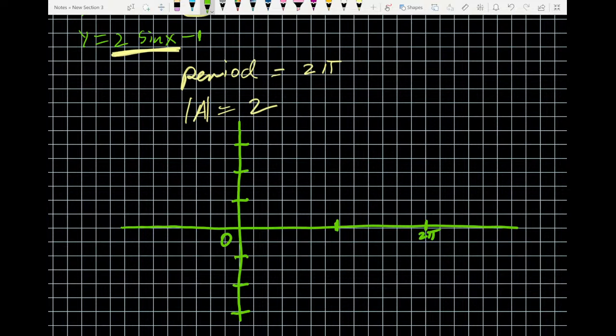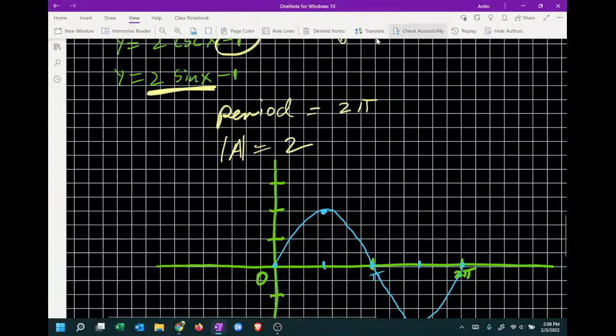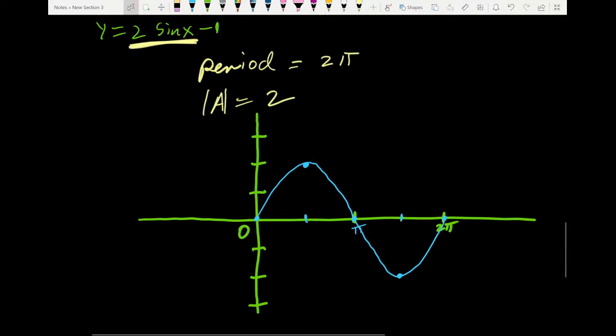So if I'm graphing this, my points, sine starts at 0. Then it goes up to 2, then down to 0, then -2, that. This is what my graph would look like.